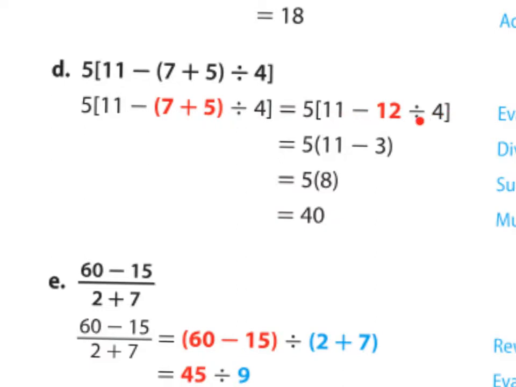I have subtraction and division. You know we must do division first. So we get our 3. And then we do our subtraction inside the parentheses still. Even though we have multiplication here, we must do the operation inside the parentheses. And then we get 40.